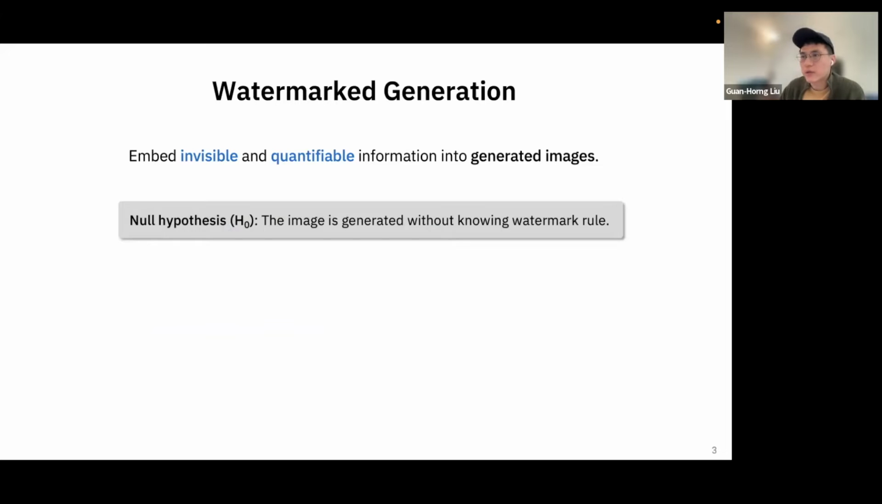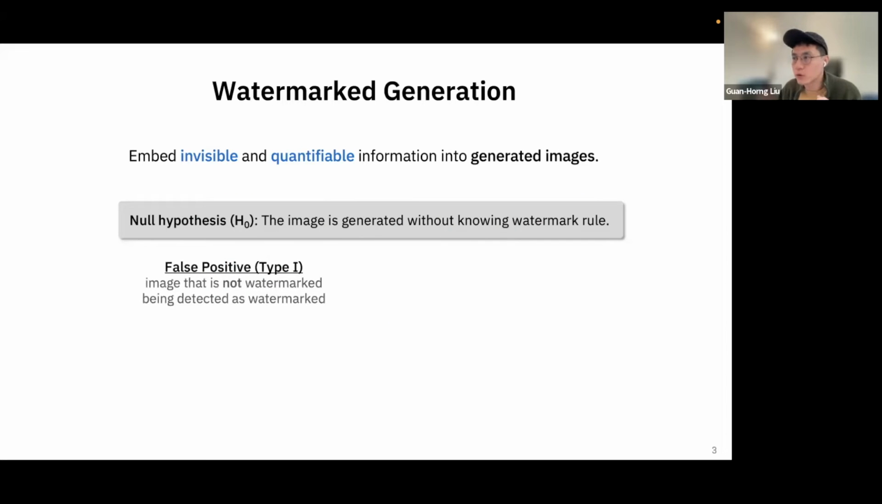And using standard statistical treatment, the null hypothesis is to assume that the image is generated without knowing any watermark rule. And then we have two sources of statistical error. First is the false positive, or the type 1 error, which refers to an image that is not watermarked but is detected as watermarked. And then we have the false negative error, or the type 2 error, which refers to an image that is watermarked but not detected as watermarked.